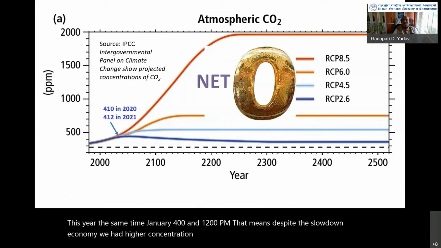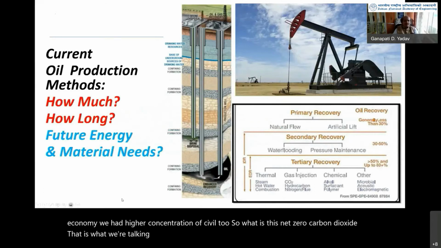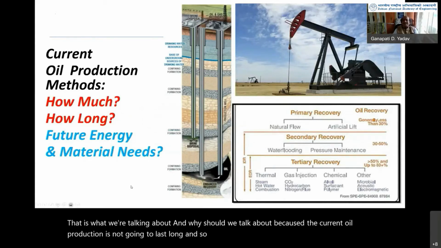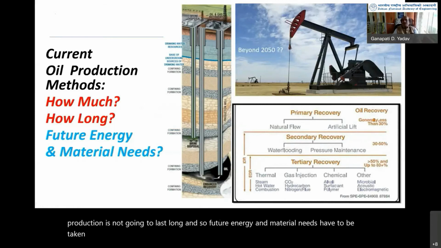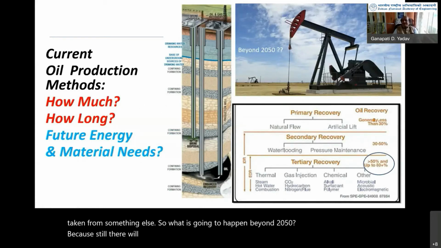That means despite the slowdown economy, we had higher concentration of CO2. So what is this net zero carbon dioxide? That is what we are talking about. And why should we talk about it? Because the current oil production is not going to last long. And so future energy and material needs have to be taken from something else. So what is going to happen beyond 2050? Because still there will be crude oil, but that will not be accessed by the current means of production.